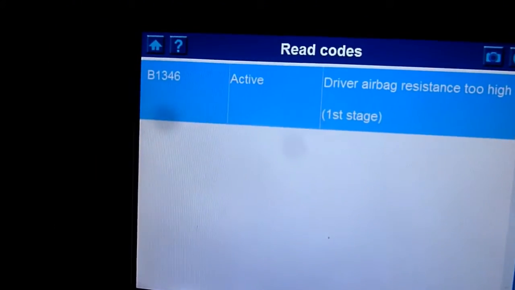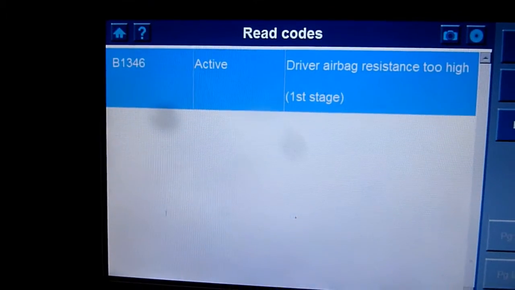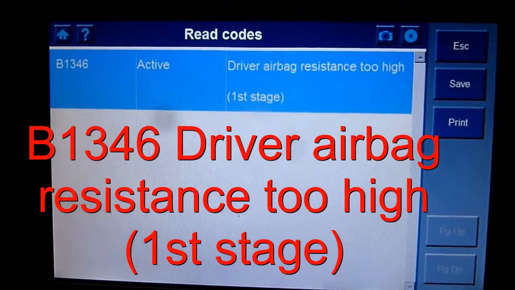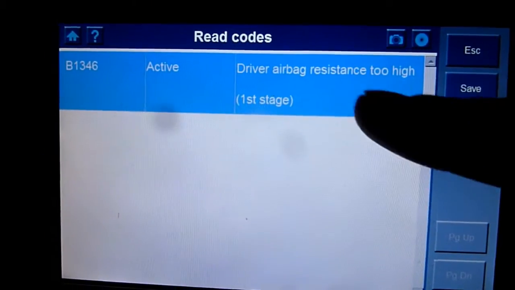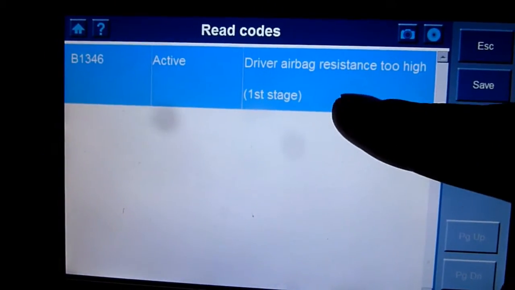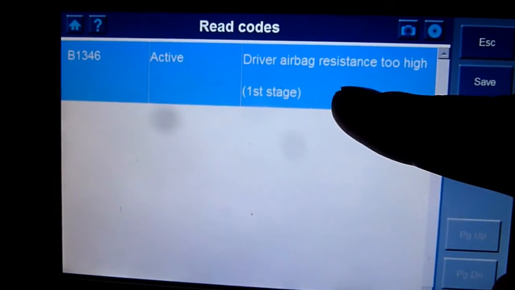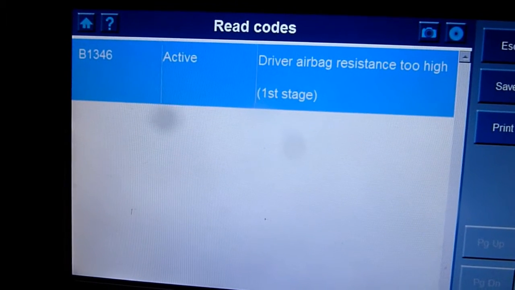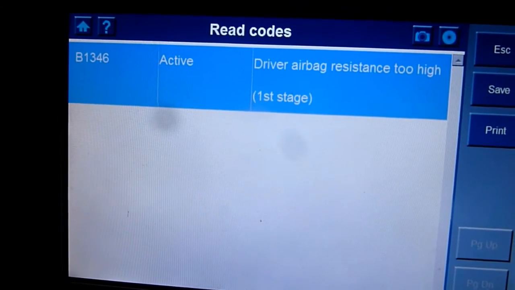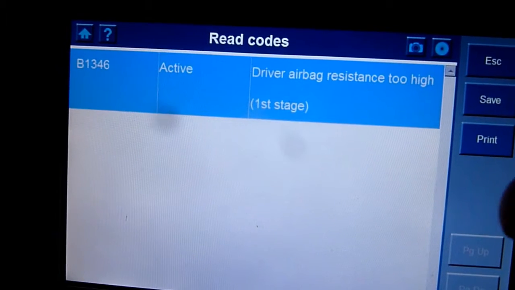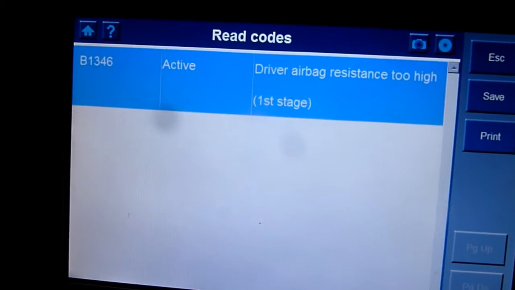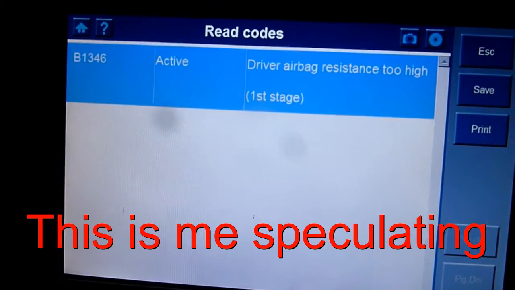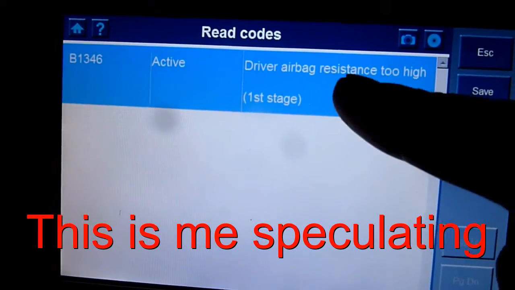It's a B1346. B1346, first stage. Driver airbag resistance too high. First stage, what it is with a coil spring, not the clock spring. There's two stages to it. So the first stage is it's thinking about going if you crash, and the second stage is you've triggered it. It'll blow off. You know, it wasn't a minor crash; it was a big crash. So it sets itself off. So it's talking about the first stage.